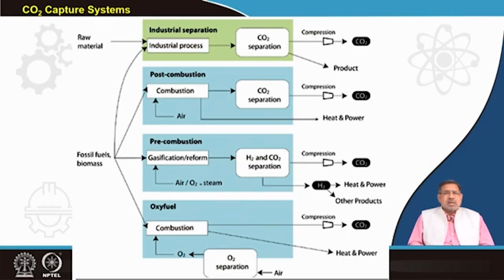And oxy-fuel, you use oxygen during the combustion process. So oxygen is separated and produced, and then the CO2 is compressed and taken out for transportation, and also heat and power is produced. So in post-combustion, pre-combustion and oxy-fuel, everywhere heat and power is produced as a byproduct, and carbon dioxide is compressed and taken for transport either by ship or by pipeline.